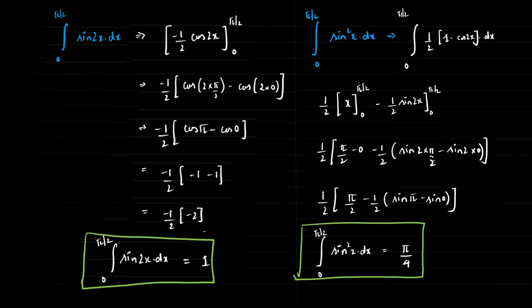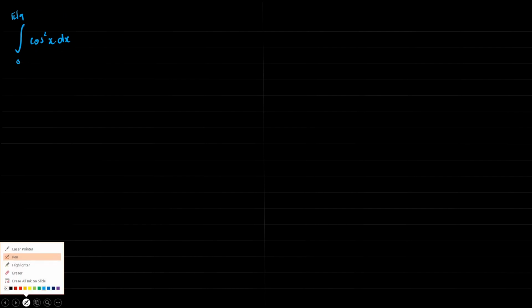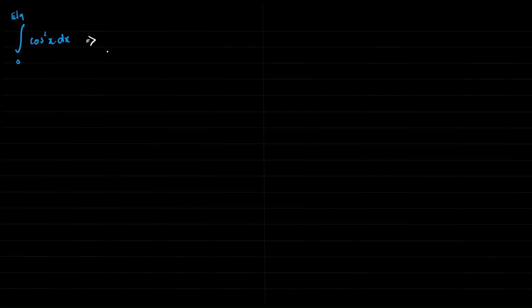Similarly, I can solve for cos square x, and let me do that over here. Cos square x with respect to dx from 0 to pi over 2. Again, I cannot integrate this directly. I have to use double angles, and when I do that, cos square x can be written down as half multiplied by 1 plus cos 2x with respect to dx.